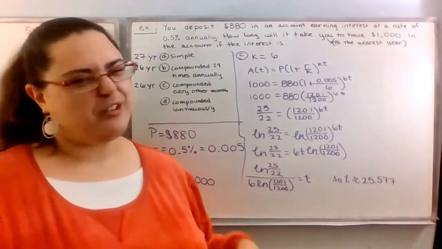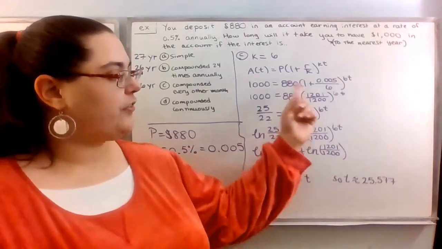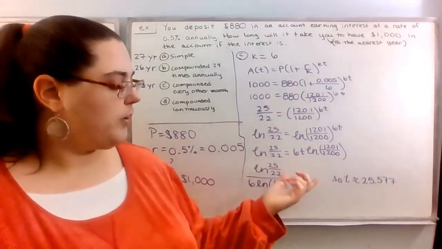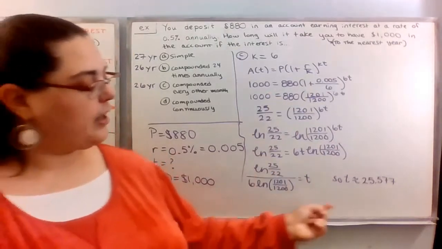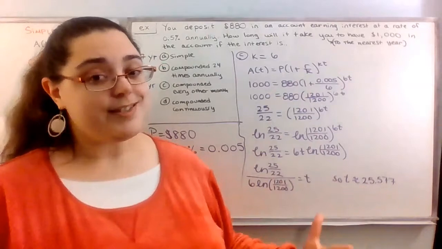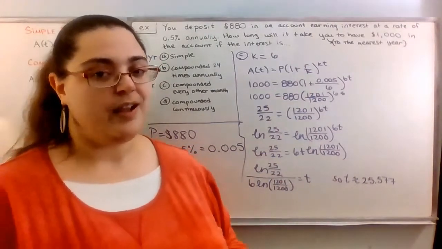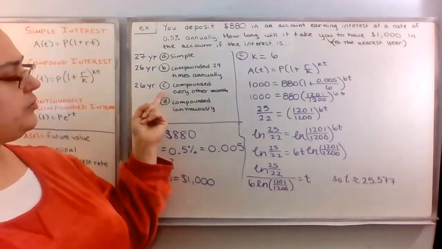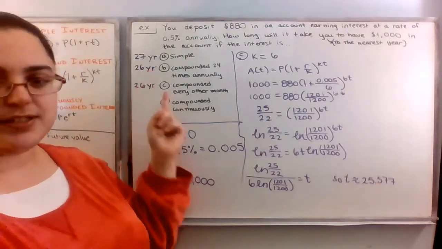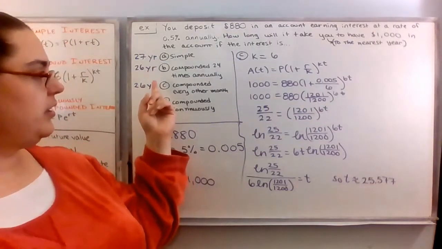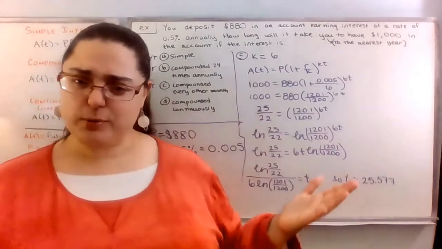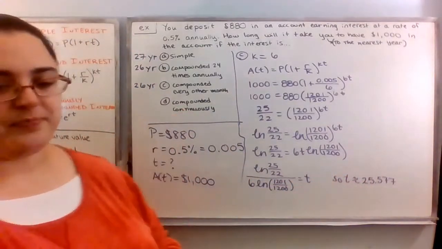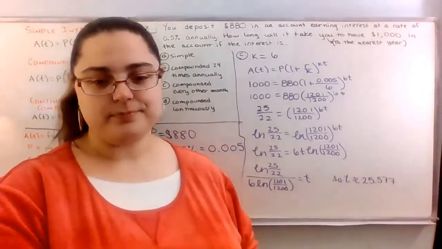This time I did decide to go through the work and figure out what the fraction was. The fraction works out to be 1201 over 1200. Then I used the same steps to solve as before and evaluated this mess and got 25.577, which to the nearest year rounds to 26. So whether we compounded 24 times annually or 6 times annually didn't really make a big difference in our result here. But what if we were to compound infinitely many times per month? So if we were to compound continuously, let's take a look at that one.